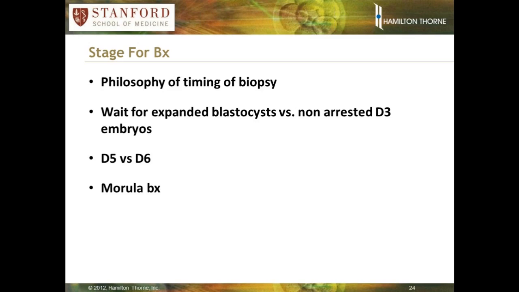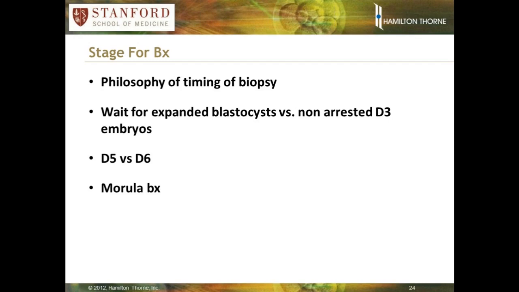As you can see here in my second bullet, we do not wait for the expanded blastocyst anymore. Anything that's a morula or beyond will get biopsied. Clearly, with a morula, you cannot remove multiple cells. You need to decompact the morula, as I'll talk about in my next slide, and remove a single cell. So clearly it is more towards the cleavage stage biopsy.